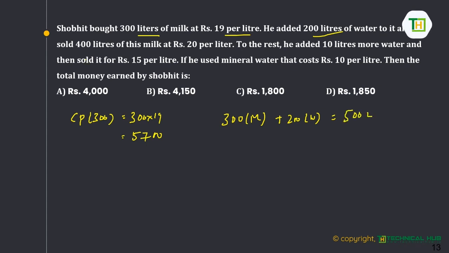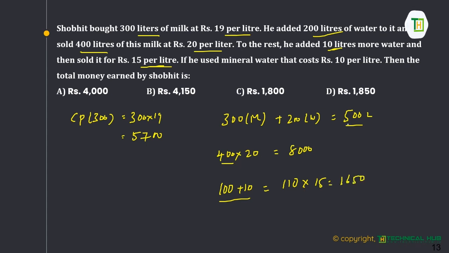He sold 400 liters of milk at 20 per liter. Out of 500, he sold only 400 liters, at 20 rupees per liter. Then the selling price of the 400 liters is 8,000. Still he has 100 liters. Further, he added 10 liters of water, so the total quantity becomes 110 liters. These 110 liters he sold at 15 per liter, so the selling price is 110 into 15, which is 1650.